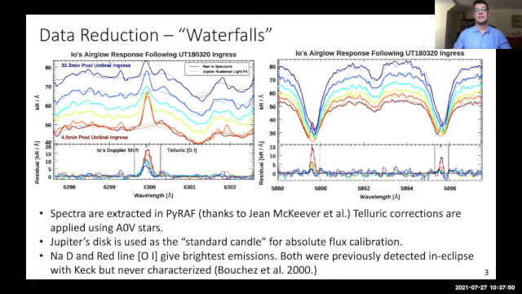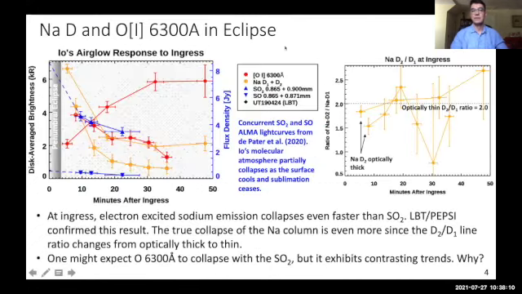For NAD and red line oxygen, so that's 6300, we use those because they have been found to be the brightest emissions at Io, and they were both detected but not characterized by Boucher et al. 2000, which means we know that they're there, but we don't really know what's going on. And that's what this study looks to talk about.